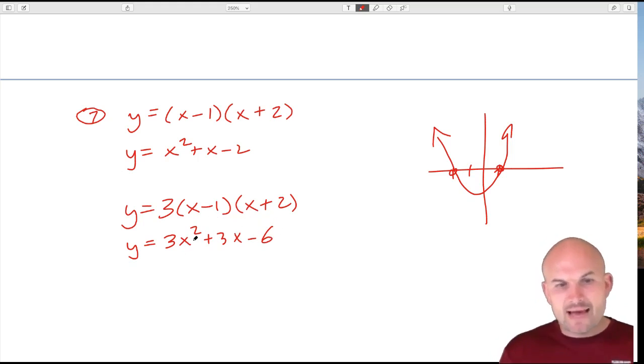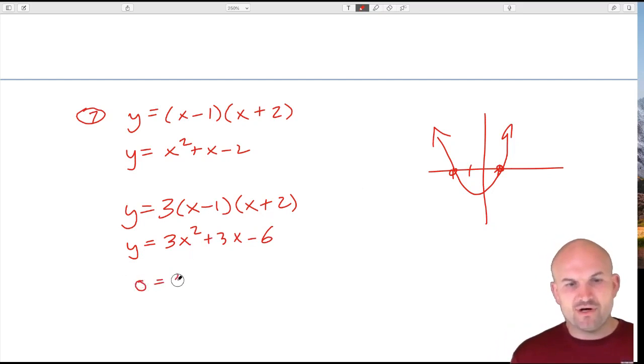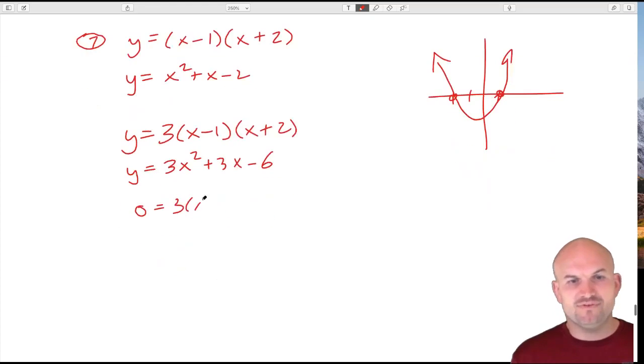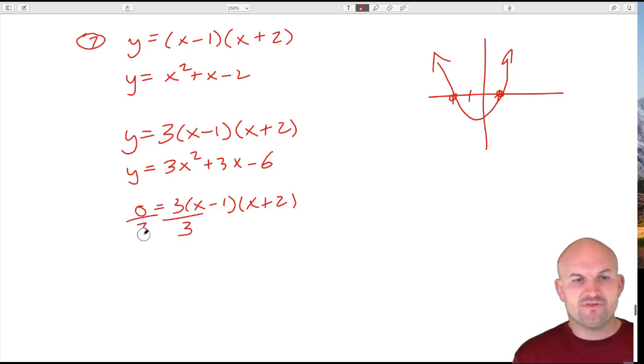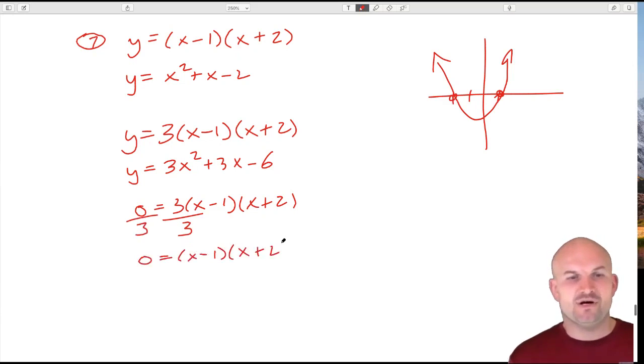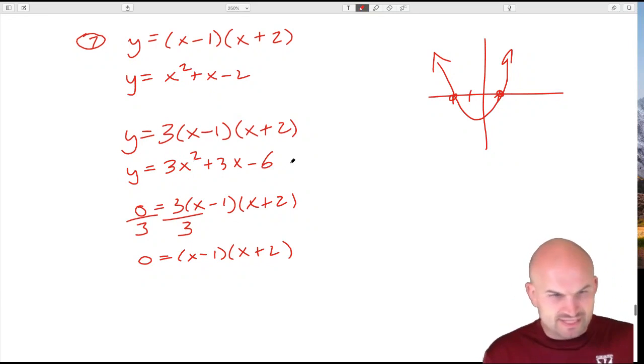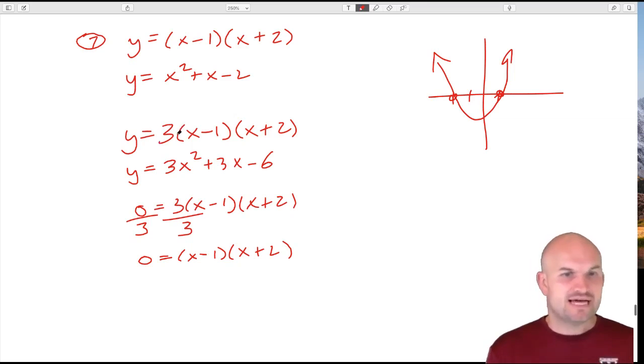So the important thing that's happening is this 3 is not changing the zeros. When you set that equal to 0 and you go ahead and solve, the first thing you're going to do is divide out the 3, right? Because the 3 is what we call a scalar. It is not a 0. And just by looking at it, this graph only has 2 x-intercepts, so it doesn't make sense for 3 to be a 0 or 3 to be an x-intercept, right?